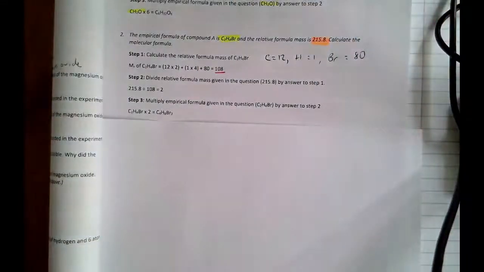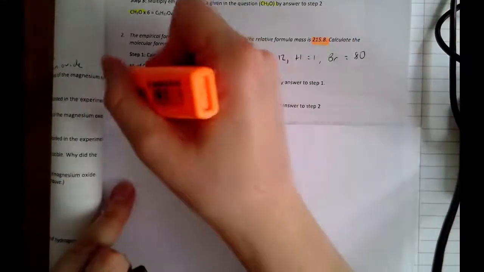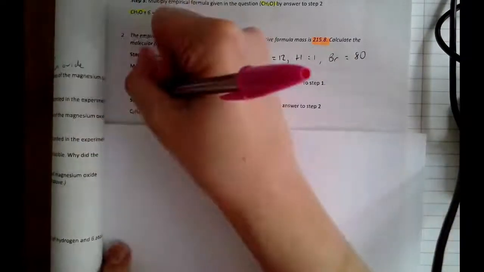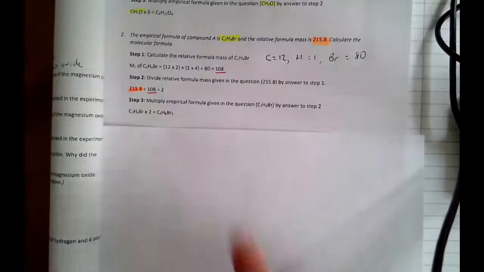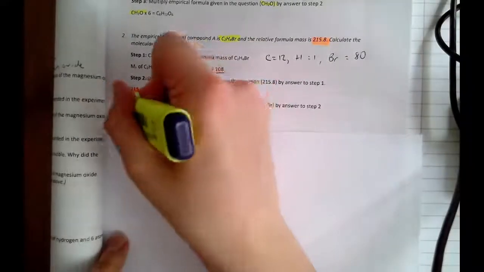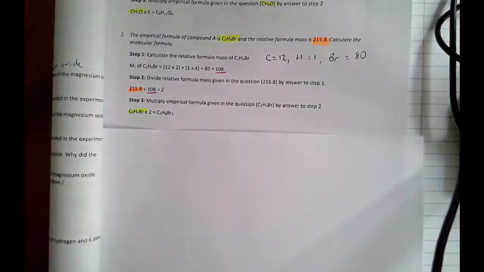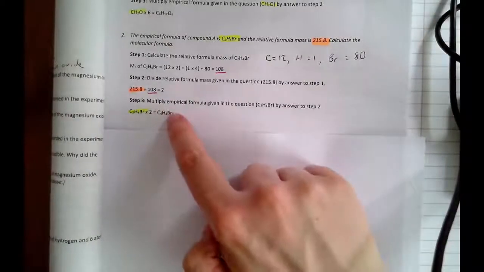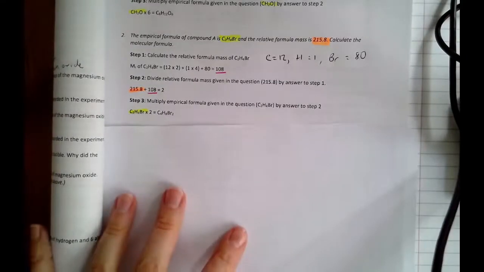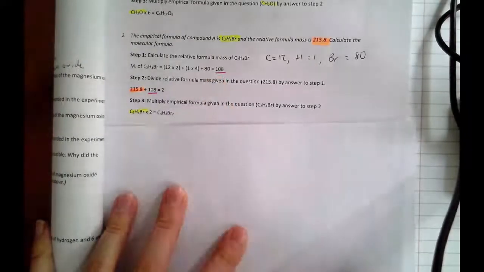I then take my number from the question and I divide it by my answer to step 1, and I end up with the number 2. And then my last step is I will take that empirical formula again, I will multiply by 2, and I end up with my molecular formula. So with 3 steps, they will be the same each time.